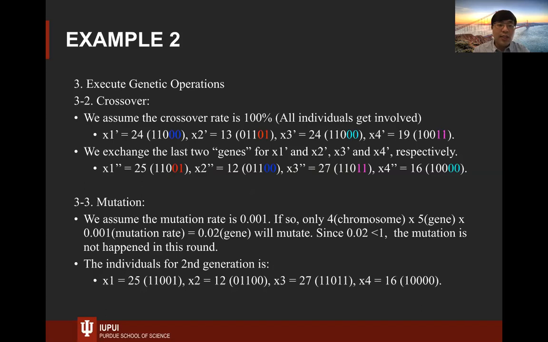So the next operation is the mutation. We assume the mutation rate is 0.001. Right now we have 4 chromosomes, and each chromosome has 5 genes, so totally we have 20 genes. We set the mutation rate to 0.001, so only 0.02 genes will mutate in this round. Since 0.02 is smaller than 1, the mutation is not happening in this round. So the individuals for the second generation remain the same.